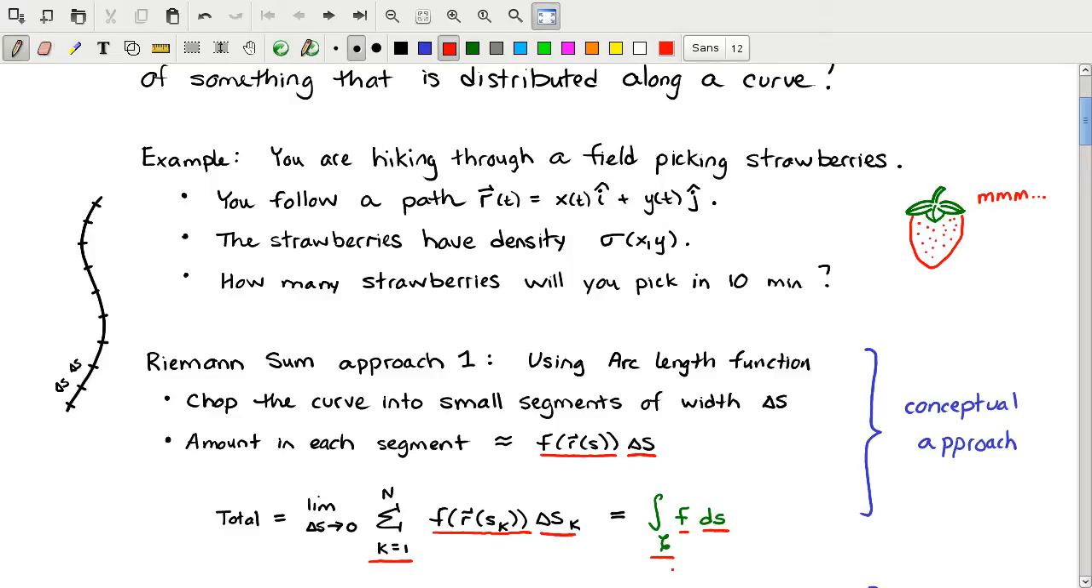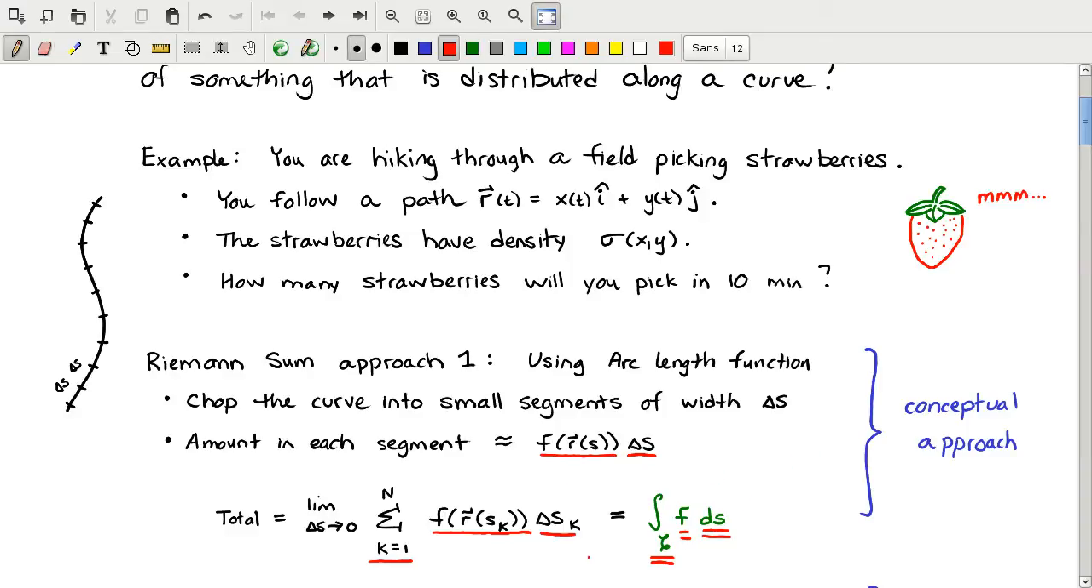Other than that, it's exactly the same idea. Instead of chopping up the x-axis into pieces, we chop the curve into pieces. Instead of evaluating f of x, we evaluate f at a given point in space. And instead of integrating over x, we integrate along the curve. So it's exactly analogous to Calculus 2.